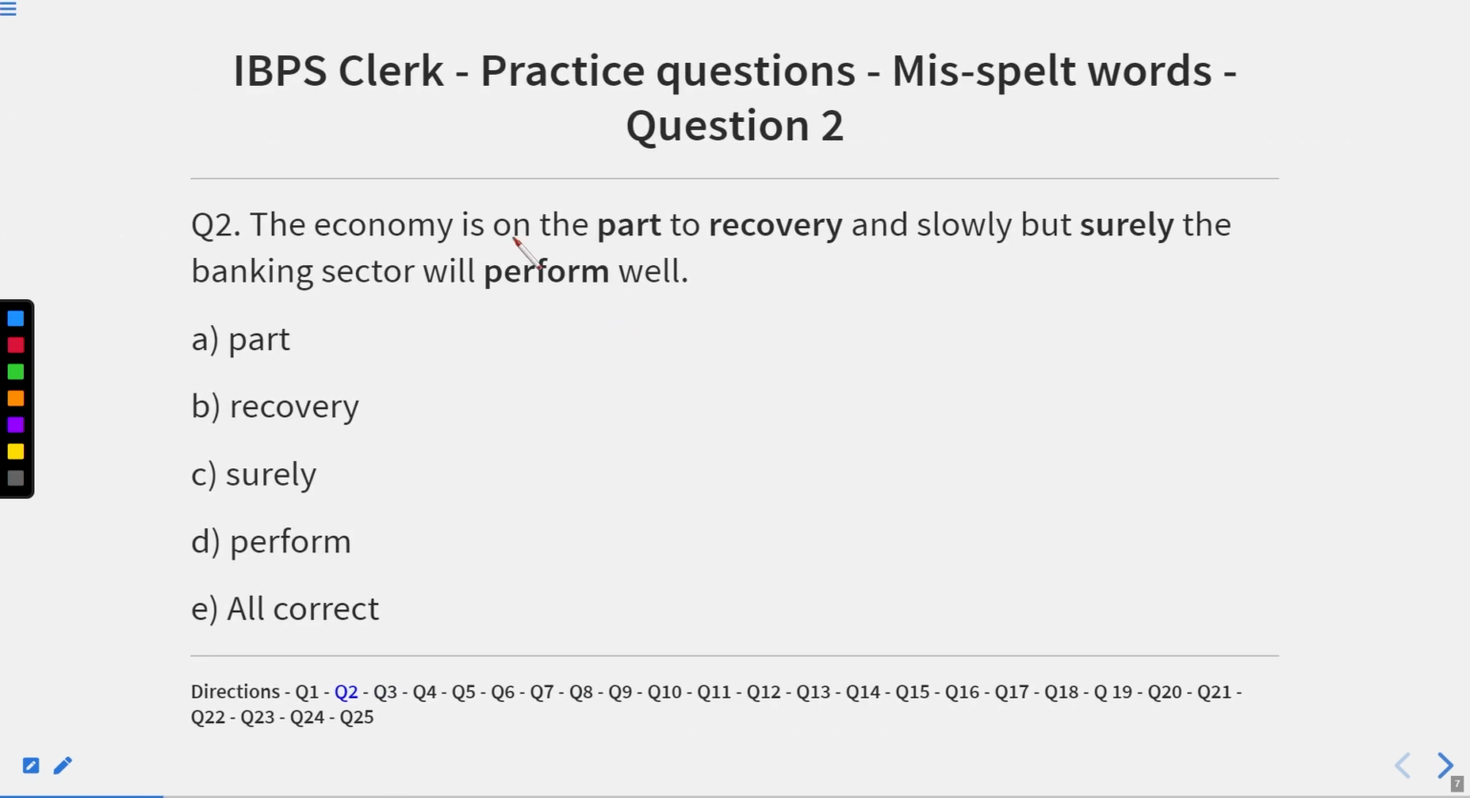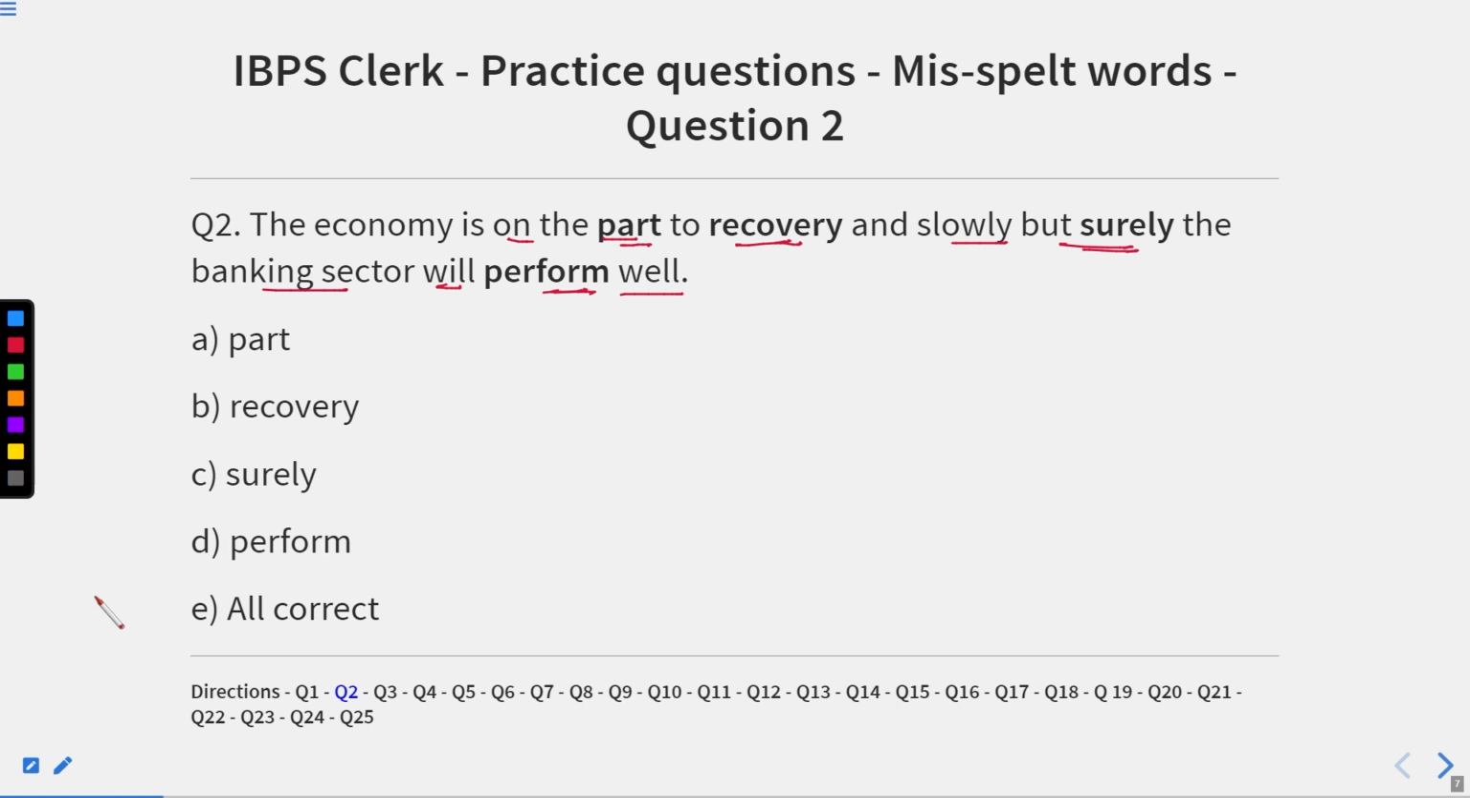Here it is written, the economy is on the part to recovery and slowly but surely the banking sector will perform well. Now, if we look at these bold words, the bold words are part, recovery, surely, perform. Now let us see the spellings of these words. So the spelling of part is P-A-R-T.